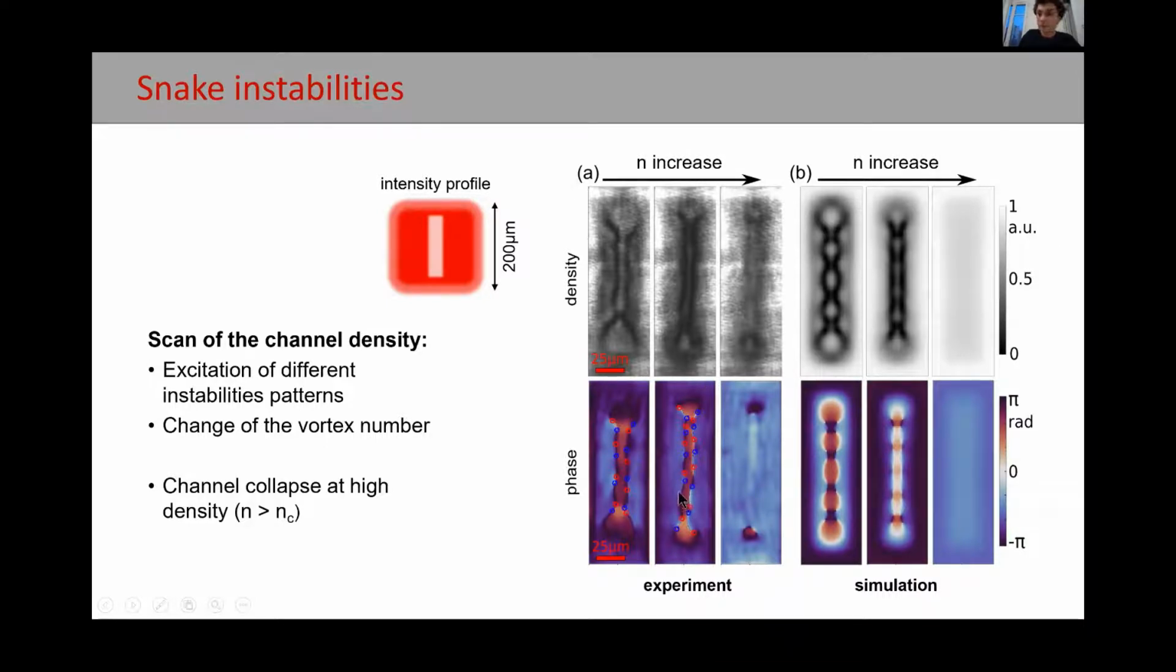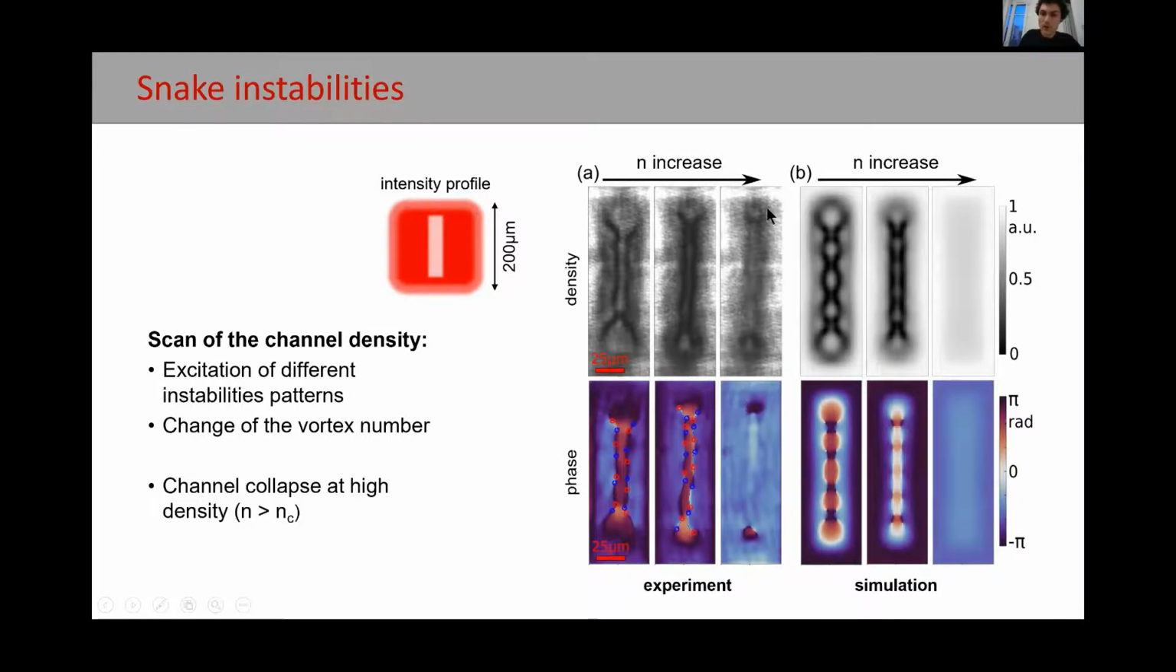By increasing the channel density, we decrease the healing length of the fluid inside the channel. So we reduce the vortex core size, and so we can inject more vortices inside our channel until we reach a critical density value that I call NC.